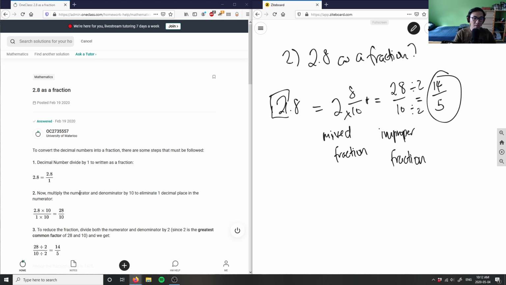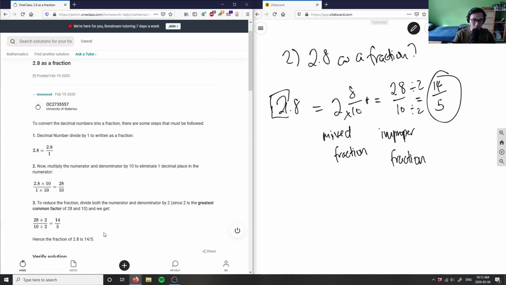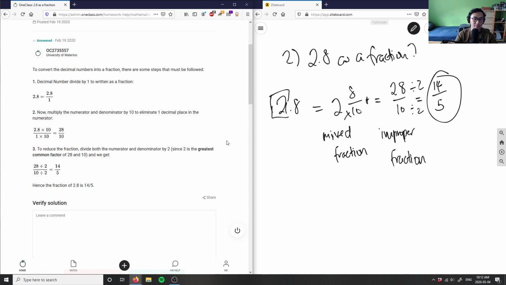And as you can see, this is the correct answer as well. 14 over 5 is the correct answer. In this case, the student decided to reduce to lowest terms, which is perfect, and that's what we did over here as well. They got 28 over 10 and then 14 over 5, and this is the correct solution and analysis here.